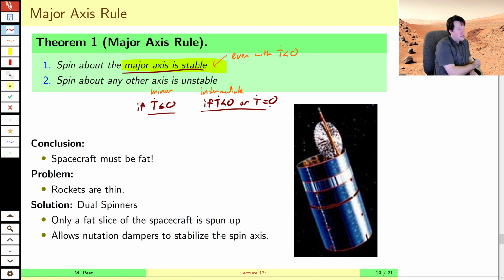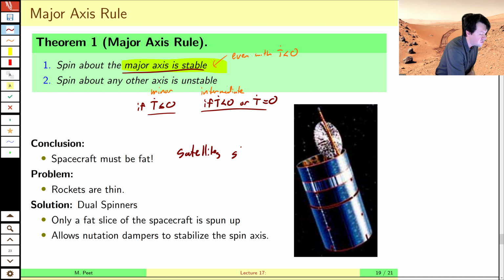So the takeaway is that satellites should not be prolate objects. That was our takeaway from this. Satellites should not be prolate.